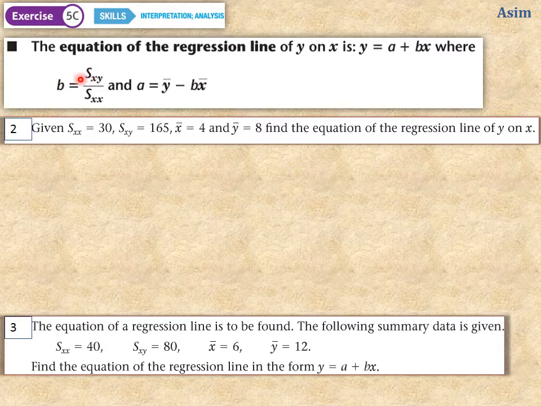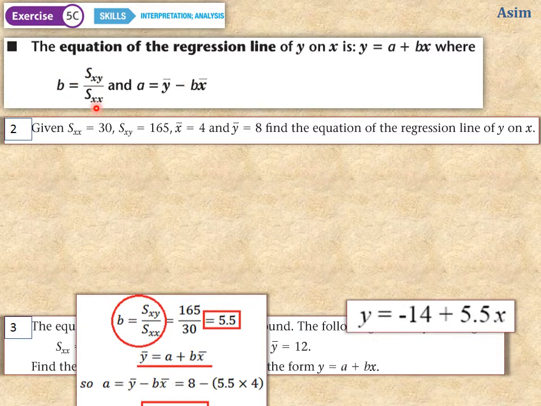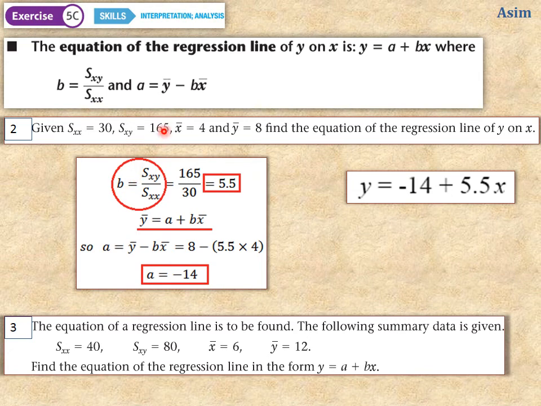So to find b, we just divide this by this. So to find b, we just divide 165 by 30. You get b. To find a, you rearrange this formula, make a the subject, mean of y minus b times mean of x. So that is why you should always find b first, because you will need b to find a. So don't find a first. Find b, you got b. Now you have your means given to you. You have your mean of x, mean of y. So in place of mean of y, you substitute the value, which is 8. B, you got 5.5. Mean of x is given 4. Substitute, you got a.